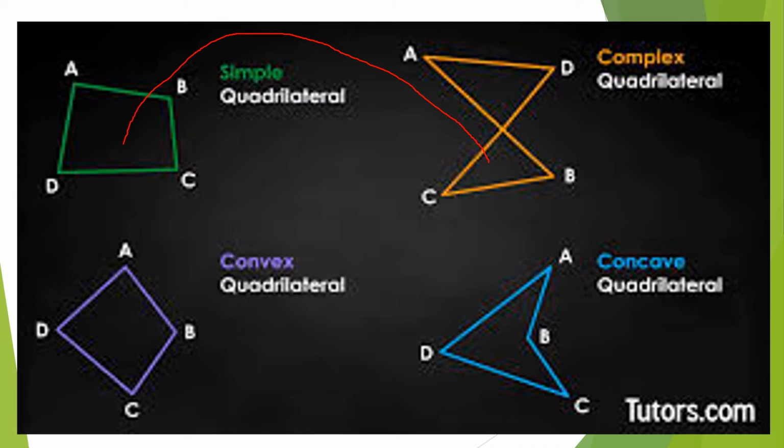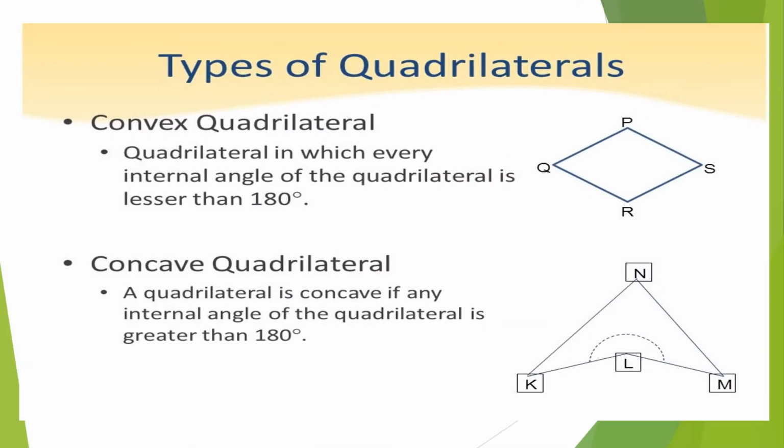Children, let us know about convex and concave quadrilaterals. Convex quadrilateral means a quadrilateral in which every internal angle is lesser than 180 degree. See here, there are four interior angles, angle P, angle Q, angle R and angle S. If all the four angles are lesser than 180 degree, then it is considered as convex quadrilateral.